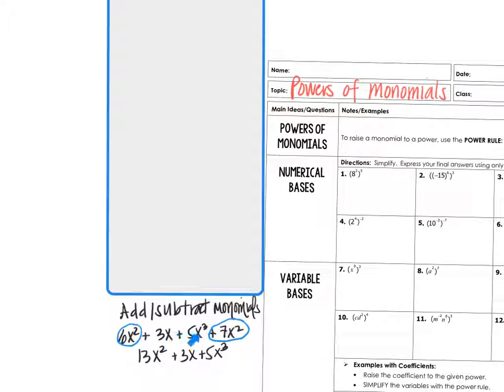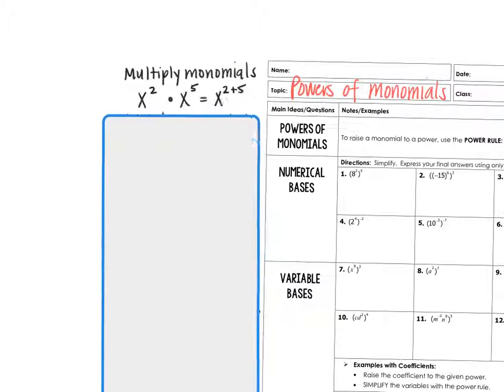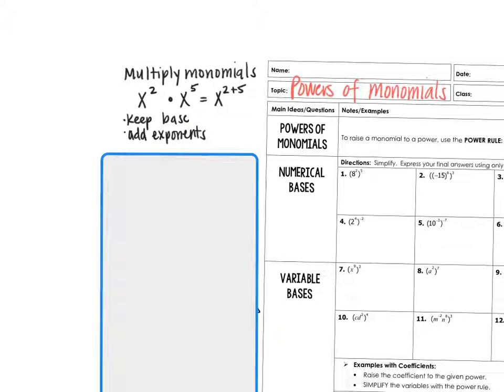So for example, in this expression where we're adding all these monomials together, the only like terms are 6x squared and 7x squared, which makes 13x squared, and then we drop down the other monomials. After we talked about adding and subtracting monomials, we talked about multiplying monomials. And to multiply two monomials, you keep their base and add their exponents. Notice that this is only for multiplying two monomials. So when you have one monomial multiplying another, you do that by keeping the base and adding the exponents.